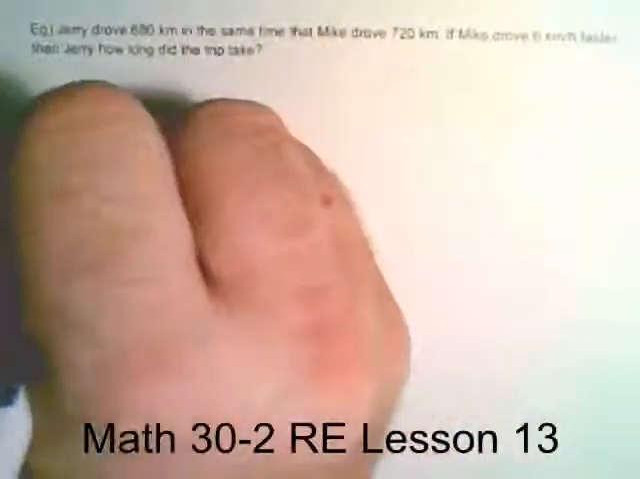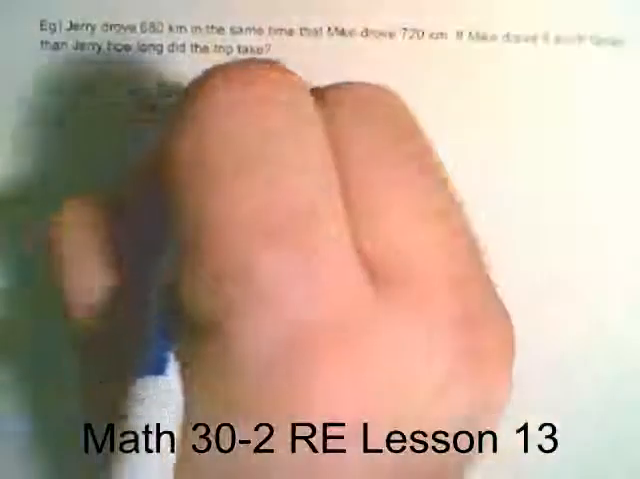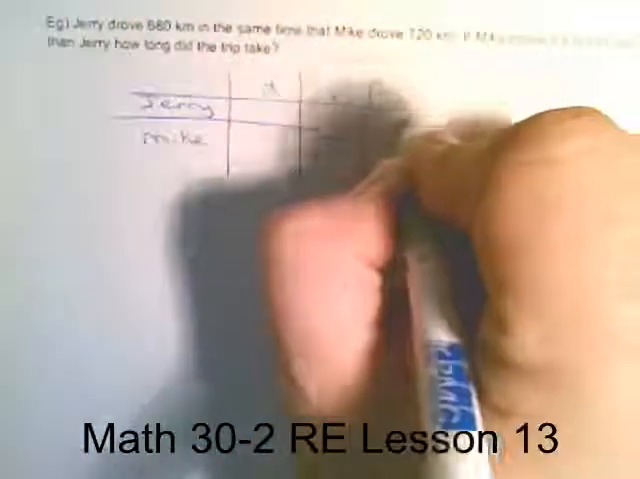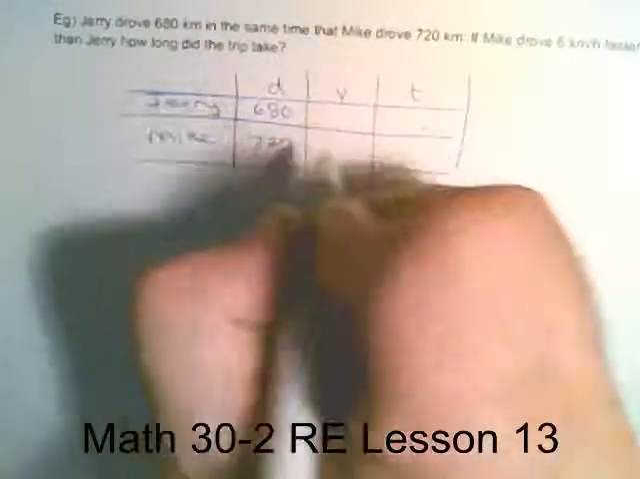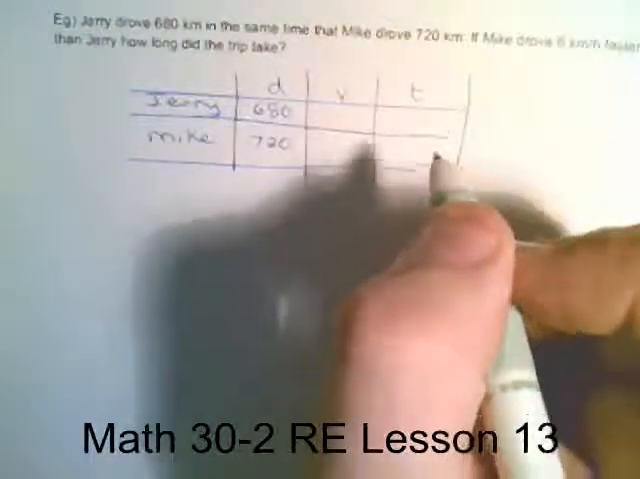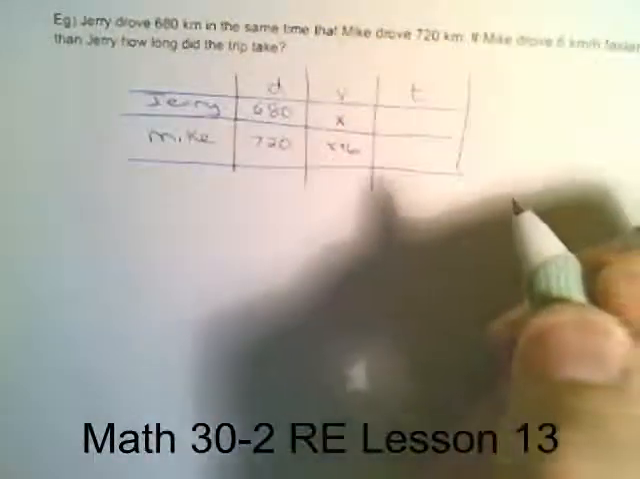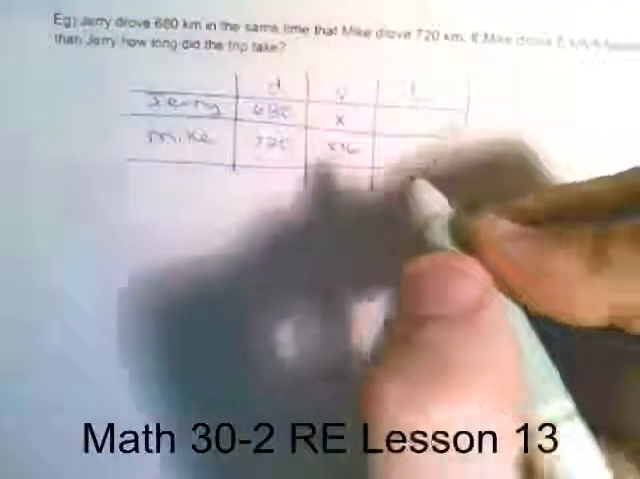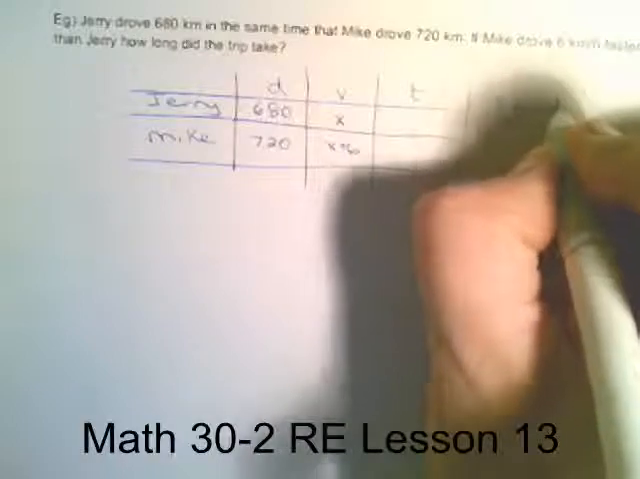Okay, so it doesn't give me any tips at all, but I know that I've been doing tables. So I'm going to do Jerry, I'm going to do Mike, and I'm going to do distance, speed, and time. I'm just going to draw out this table. This is my first starting point. I know Jerry's distance was 680, Mike's distance was 720. Mike drove 6 faster, so if Jerry's is x, then that's going to be x plus 6, and then I go from there. That's the information given in the question.